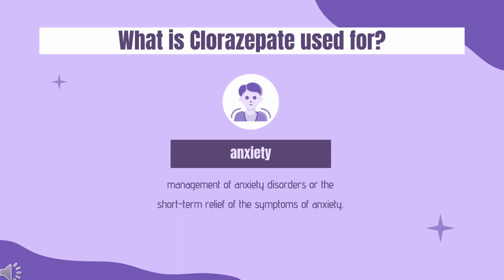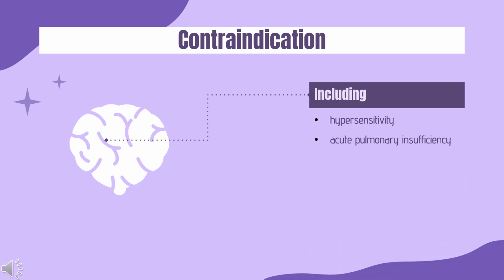What is clorazepate used for? Clorazepate is indicated for the management of anxiety disorders or the short-term relief of the symptoms of anxiety. It is also used as adjunctive therapy in the management of partial seizures and for the symptomatic relief of acute alcohol withdrawal.